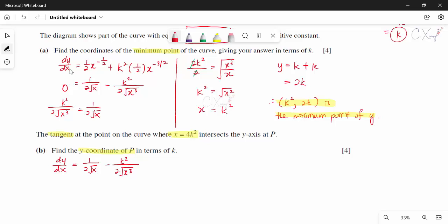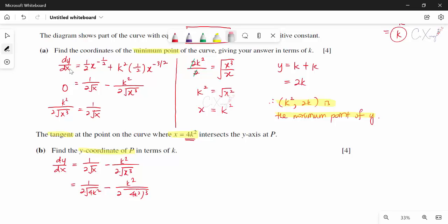So how to get the gradient of the tangent? You substitute the x coordinate into the dy/dx. So now I want to substitute the x coordinate already. So substitute 4k squared into the x. This is what I have: minus k squared divided by 2, then x to the power 3 means you take 4k squared to the power 3, then only you square root it.